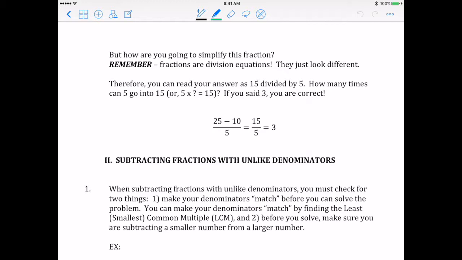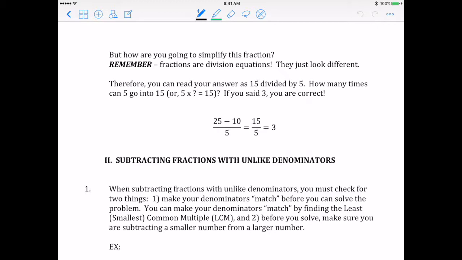But how are you going to simplify this fraction? Remember, fractions are division equations. They just look different. Therefore, you can read your answer as 15 divided by 5. How many times can 5 go into 15? Or you can think about it this way: 5 times what number equals 15? And if you said 3, you are correct.